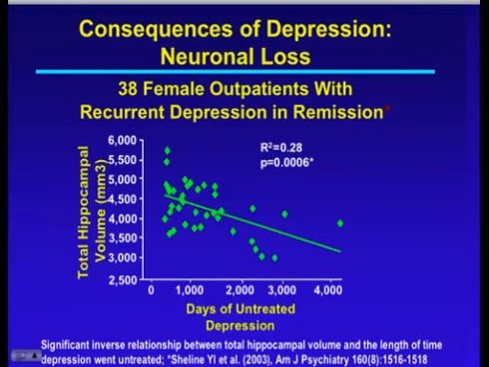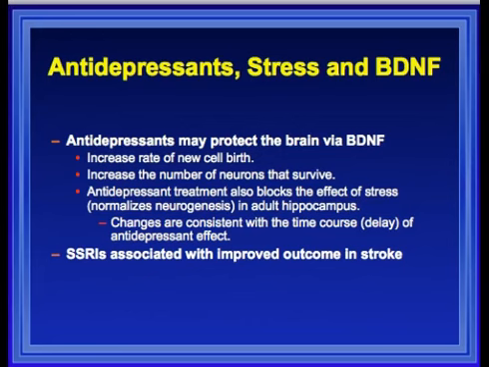So I said earlier that hippocampal cells will atrophy when exposed to long-term hypercortisolemia. And here we look at the total hippocampal volume in 38 women, fairly young women, with depression. The greater the number of days of untreated depression, the lower the hippocampal volume. So depression actually kills the hippocampus.